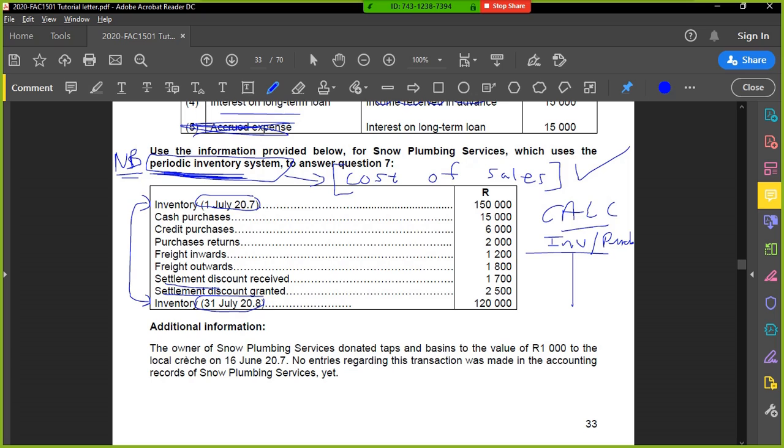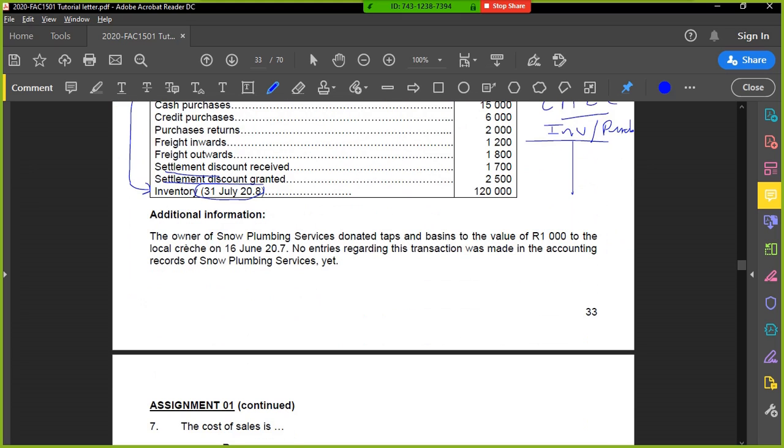Discounts. When do they apply? With creditors and debtors. Good. Nice. Creditors and debtors, discounts apply. Not for cost of sales. Right. Okay, next bit. Additional information.